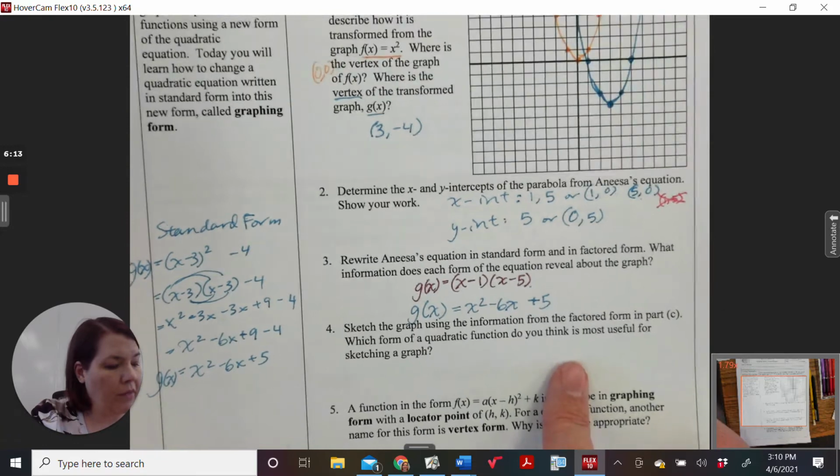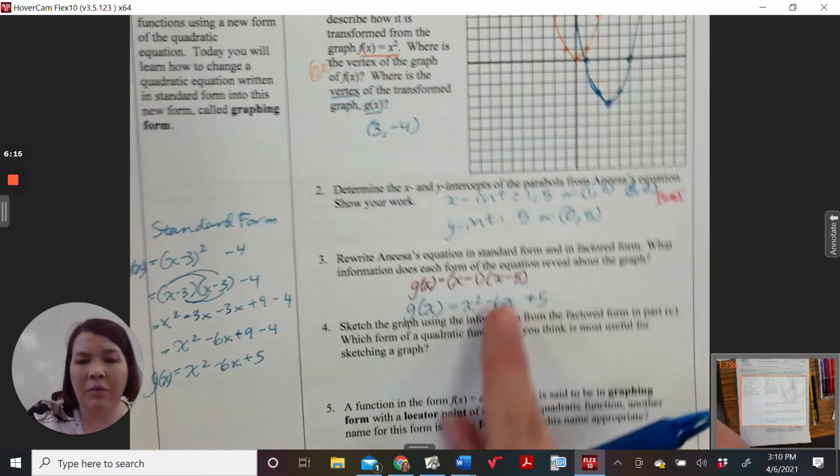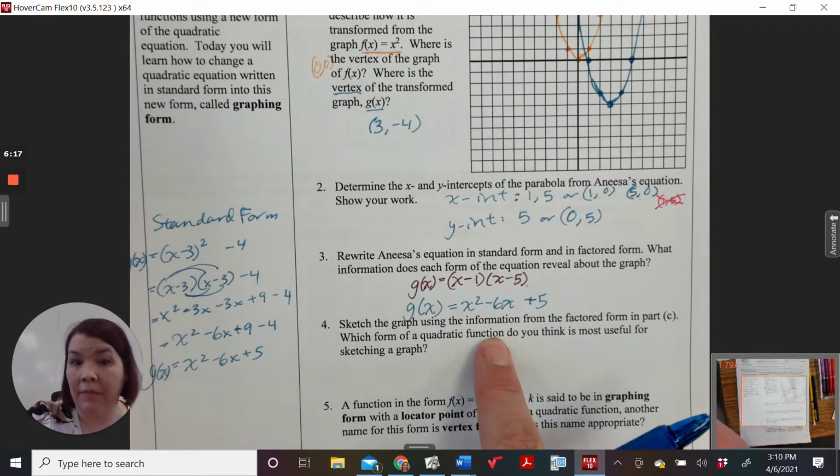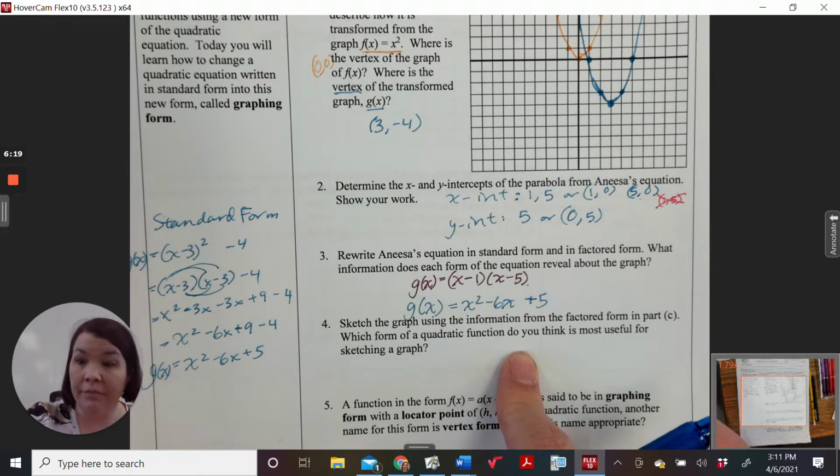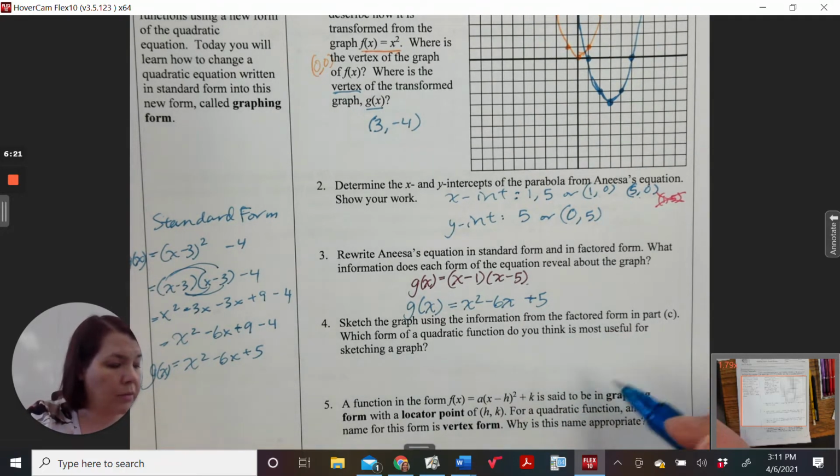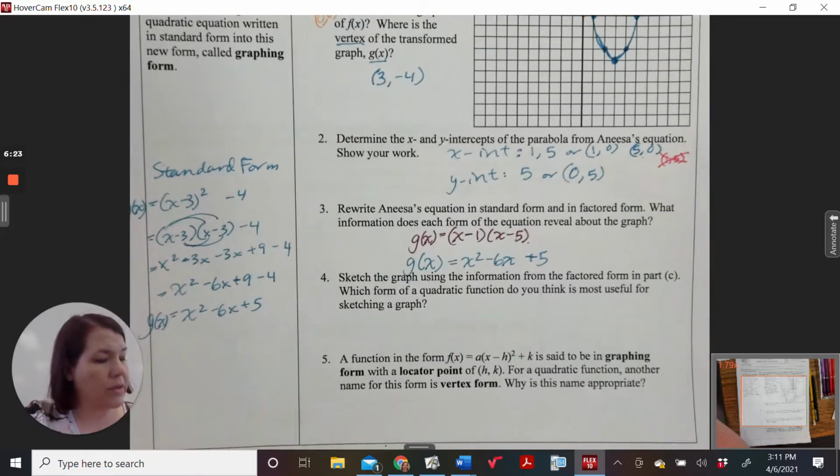Sketch the graph using the information in factored form. At this point, I would just double check with decimals that they are all the same. I want you to do that on your own. They are, I promise, but double check that. So we're going to skip 4.